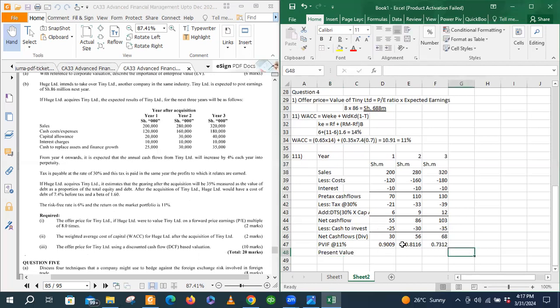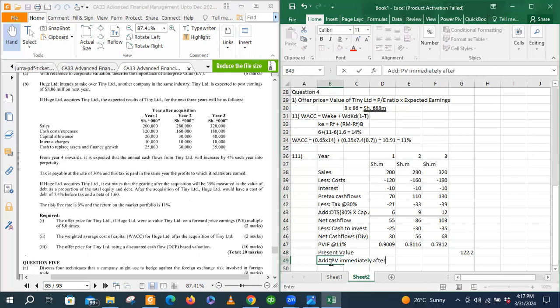So 30 times this, total, plus 56 times this. 122. 198. 20.1982. Then we add the present value immediately after stability.